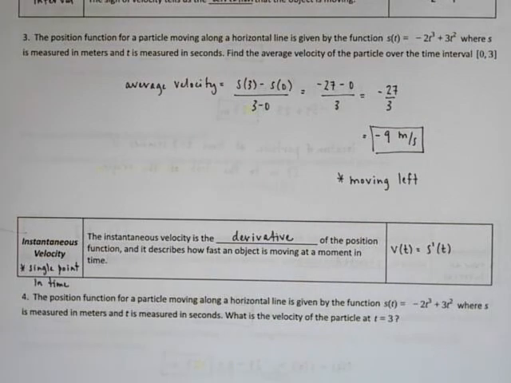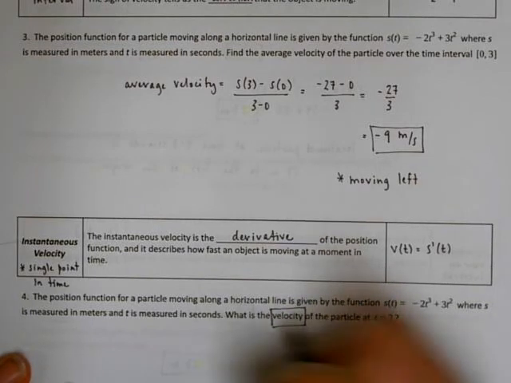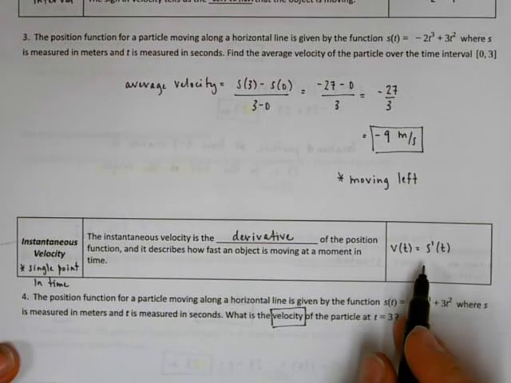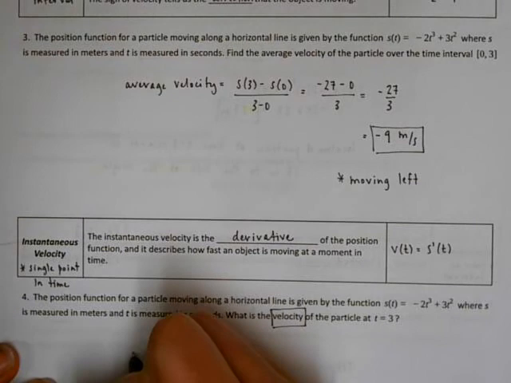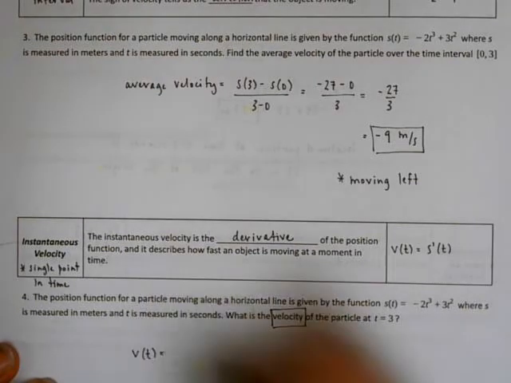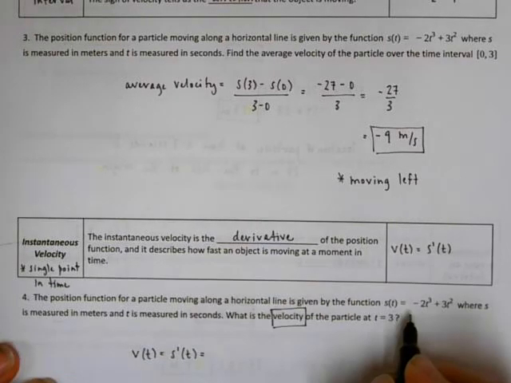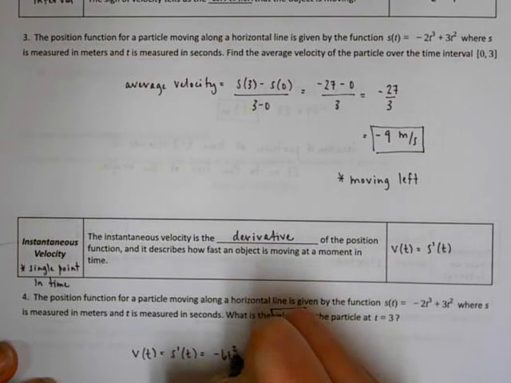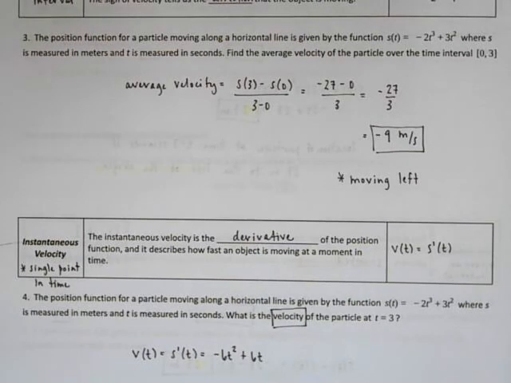All right, so let's see here. Now we're being asked, what is the velocity of the particle at time t equals 3? So I know velocity is the derivative of position. So before I worry about the specific time, I'm going to get my velocity function. So v of t is just equal to s prime of t, and this is a nice, easy power rule. We have negative 6t squared plus 6t. So that's our velocity function.